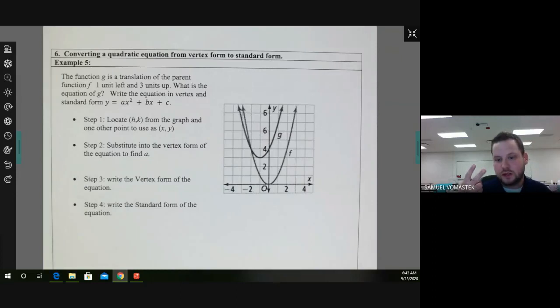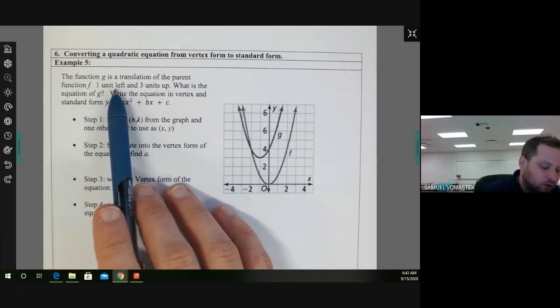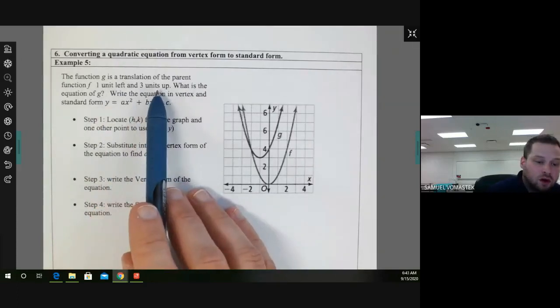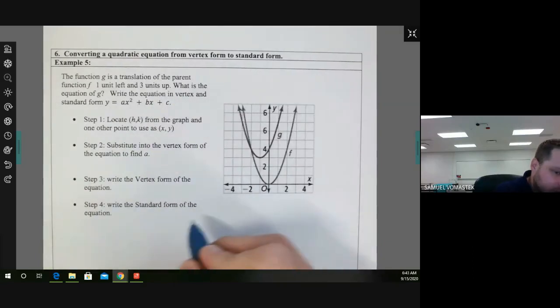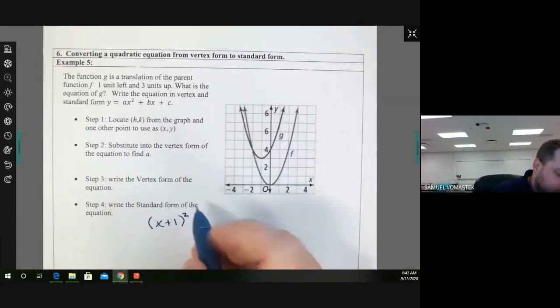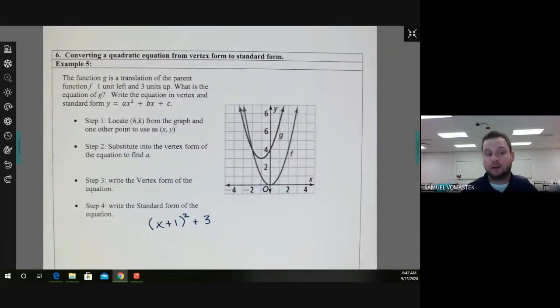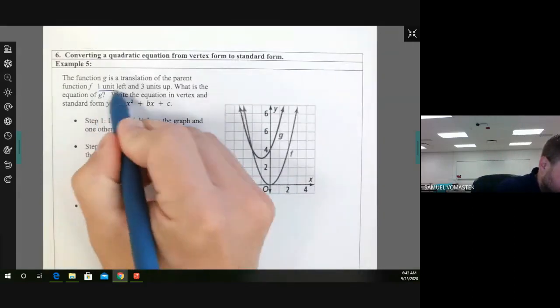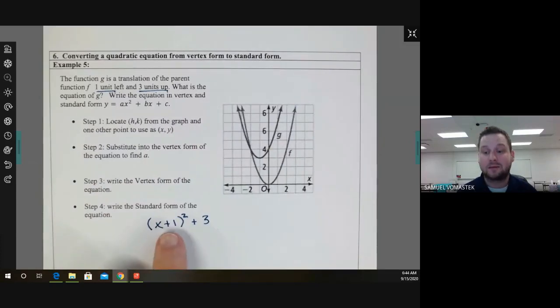So there's 2 ways you can do this. First off, they flat out told us right here that we're going 1 left, 3 up. So if we go 1 left, 3 up, we know inside parentheses, we're going to have x plus 1 squared, and then up 3 would be plus 3. So we're going to have that going on here. Remember, the inside is left, right, opposite what you think. Outside is up, down. You just do what it says.